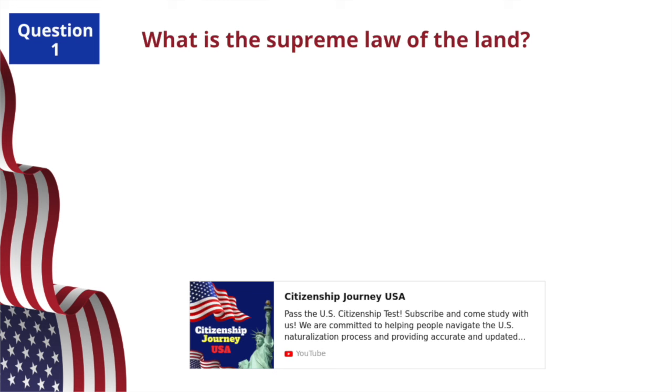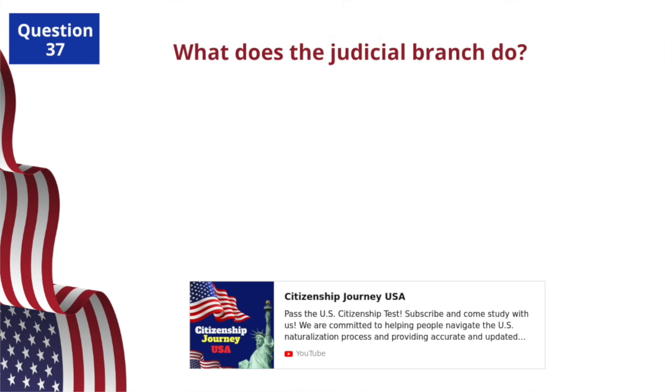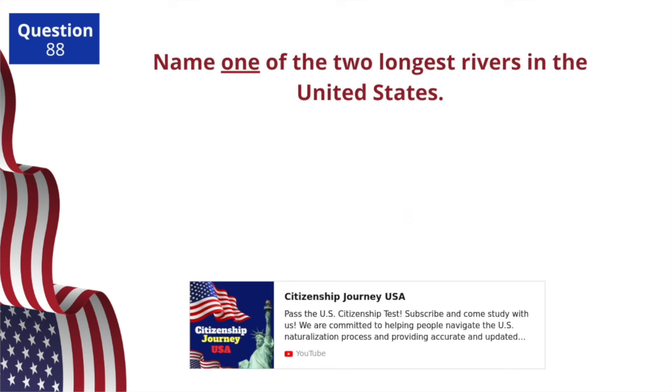What is the supreme law of the land? The Constitution. What does the judicial branch do? Reviews laws. Name one of the two longest rivers in the United States. Missouri River.